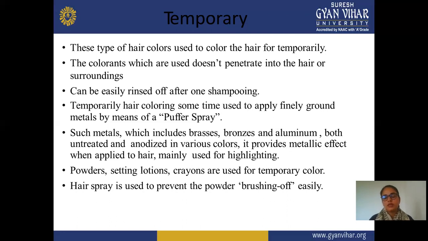In this temporary dye, we can also use powder, setting lotions, and crayons as temporary colors, because crayons, setting lotion, and powder are also sufficient to provide highlights or a temporary effect for a particular period of time, and they also do not penetrate into the hair. They just settle as a layer on the hair. So you can also use these types of color on a temporary basis. And next is hairspray, used to prevent the powder from brushing off easily. Means when you apply the hairspray, you should make sure that the powder does not brush off easily or cause any problem.